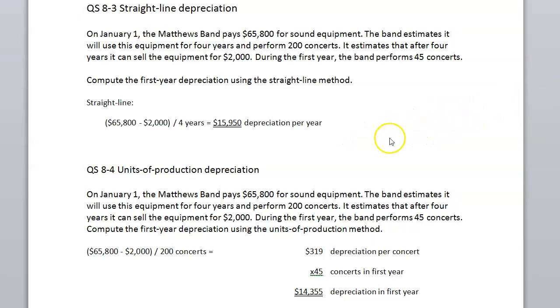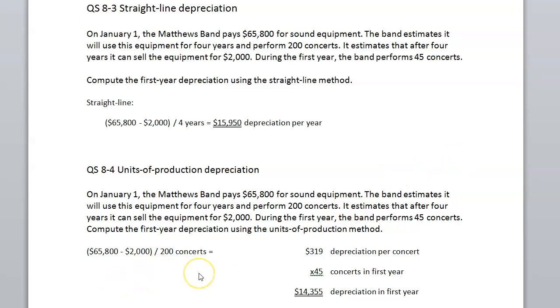The second problem is units of production depreciation. On January 1st, the Matthews Band pays $65,800 for sound equipment. The band estimates it will use this equipment for 4 years and perform 200 concerts. Using units of production, we are going to need this amount of activity that is expected. It estimates that after 4 years, it can sell the equipment for $2,000. During the first year, the band performs 45 concerts. Compute the first year depreciation using the units of production method.